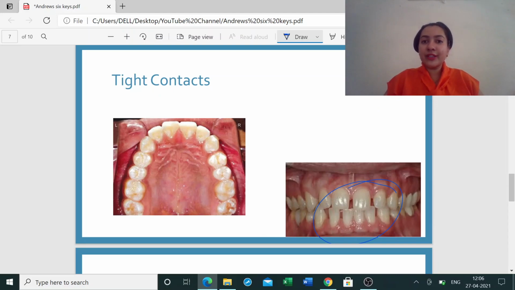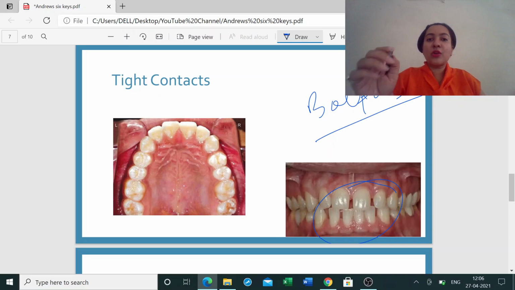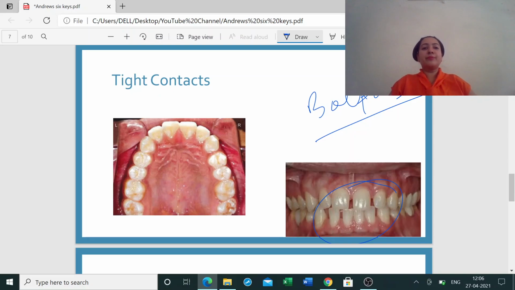And absence of tight contacts, what does it indicate? It indicates Bolton's discrepancy. You all must have done Bolton's analysis. Presence or absence of crowding or spacing is indicative of Bolton's discrepancy. Basically, there is a tooth material arch length discrepancy. If my arch is small and teeth size is big, it leads to crowding. If my arch size is big and my mesiodistal width or tooth size is small, it leads to spacing.